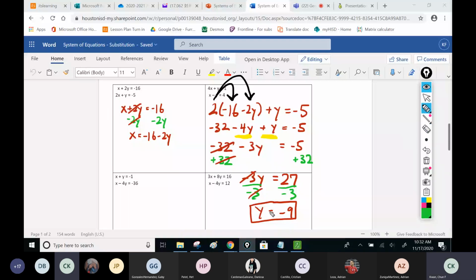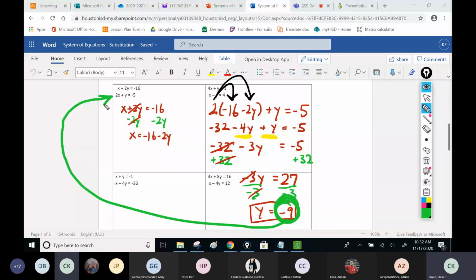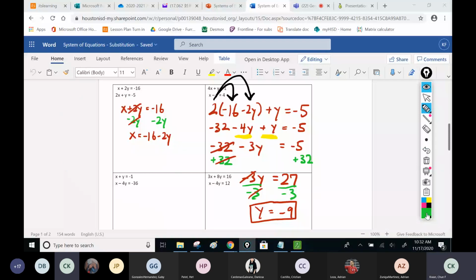And once you figure out what y is, you are going to plug it back into either equation. It doesn't matter which one, all right? Plug it back into either equation and replace the y with negative 9. So I'm going to plug it back into the second equation. So that means you have 2x plus negative 9 equals negative 5.